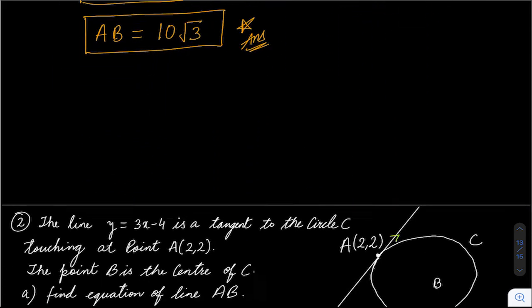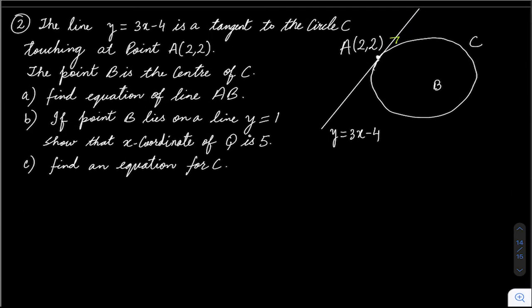Okay, let's try one more question on this, and let's see what the question is. So my question is, the line y equals 3x minus 4 is tangent to a circle. So there is a circle and this line is tangent at the point (2, 2). That is the point A.